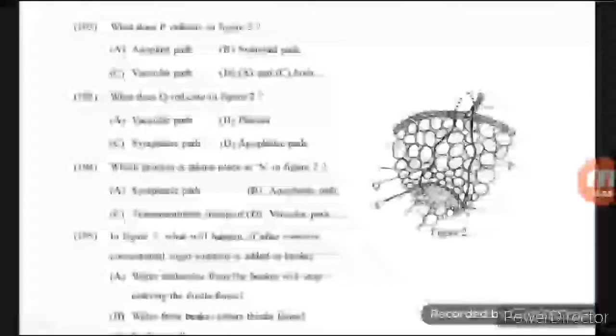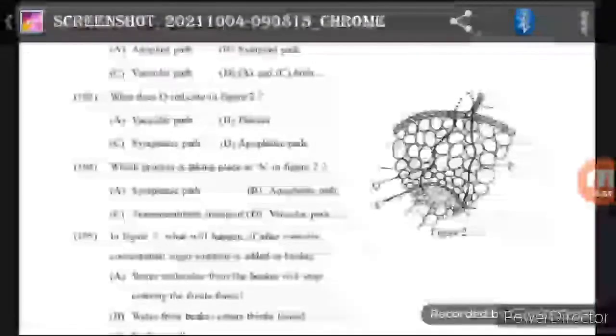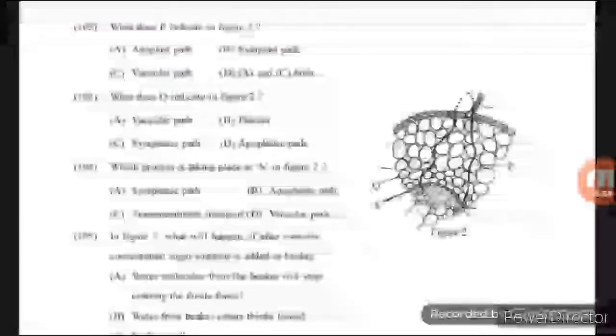Does it tell you about the apoplast pathway, symplast pathway, vacuolar pathway, or A and C both, meaning apoplast pathway and vacuolar pathway both? So which option, and which one does it indicate in this figure 2? You have to say in this question, okay? So for that your time starts now.